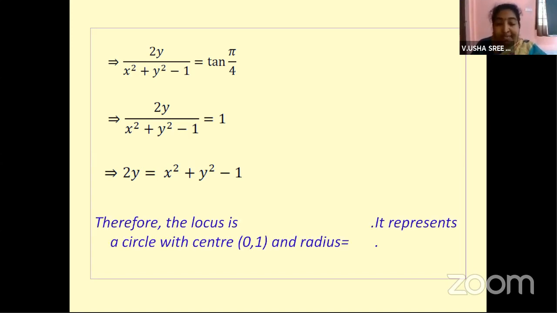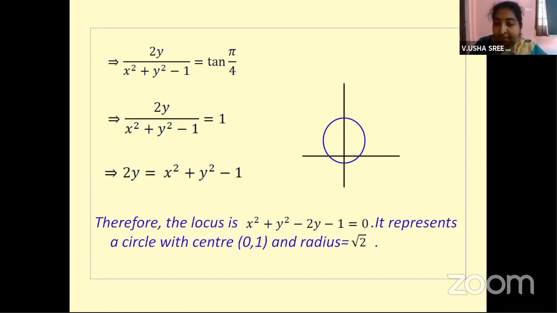Then the locus is representing a circle equation, that is x square plus y square minus 2y minus 1 equal to 0. This is representing a circle equation where the center is taken as (0, 1). Why is it 0? You don't have an x term here, isn't it? You have the x square term, y square term, then y term and constant. So you are getting the center as (minus g, minus f), that is (0, 1), and the radius you are getting as root 2. Then how does the diagram look? You are getting a circle with the center on the y-axis, and the radius is root 2.